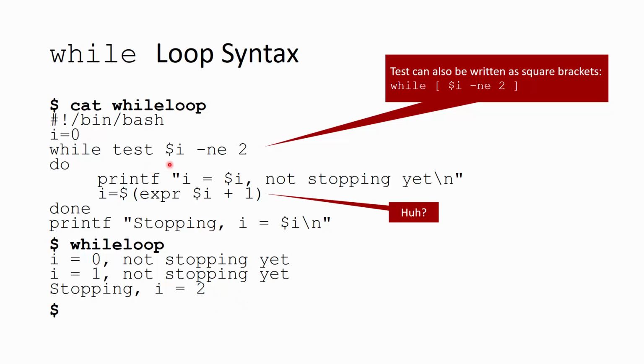Now, one interesting thing is that instead of using the keyword test, you can actually use a square bracket. So the square bracket is actually a whole separate program, and often online you'll see examples written like this. So instead of test, you'll see square bracket instead. In fact, sometimes square bracket is simply an alias of test itself. So here's square bracket, and then $i not equal to 2, and we do require this ending square bracket here, just so that we don't have weird syntactical encapsulating characters hanging by themselves.